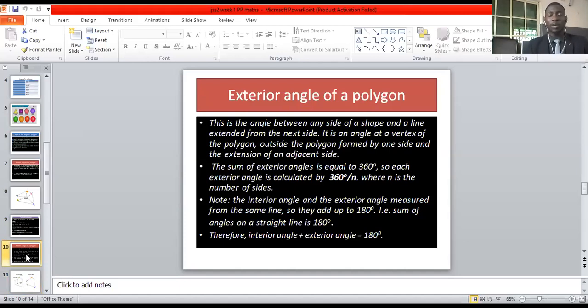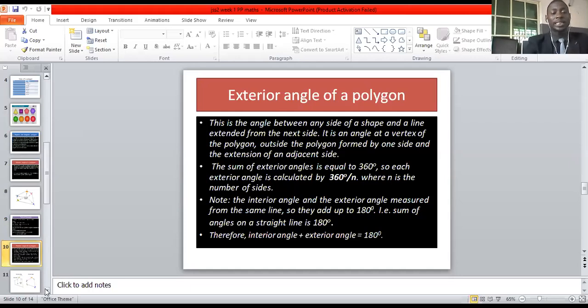Calculating it, you have the sum of interior angles. But in this case, the sum of exterior angles is equal to 360, and each exterior angle is 360 divided by n. You all know what n stands for: the number of sides of the polygon in question. Note, the interior angle and the exterior angle measured from the same line add up to 180. That is the sum of angles on a straight line.